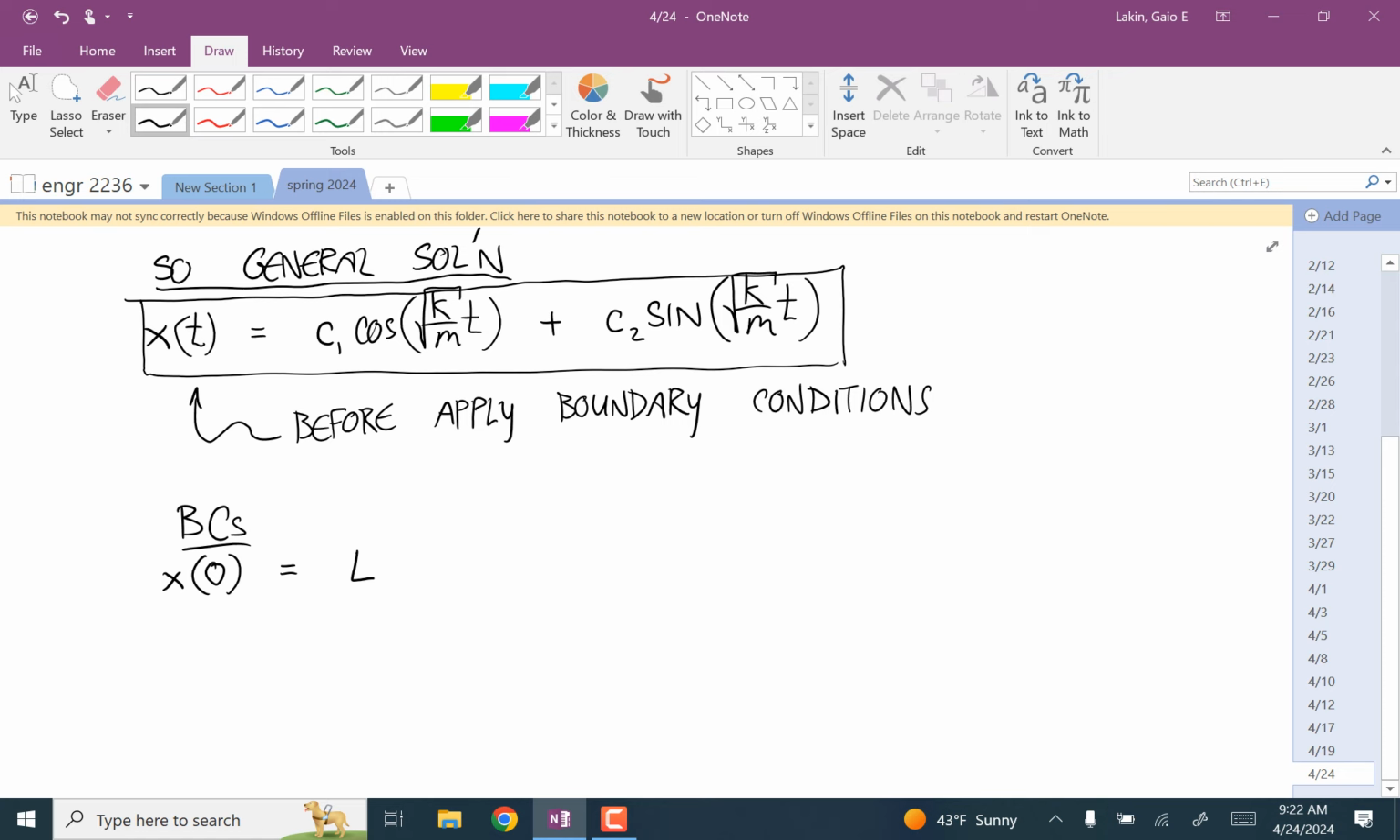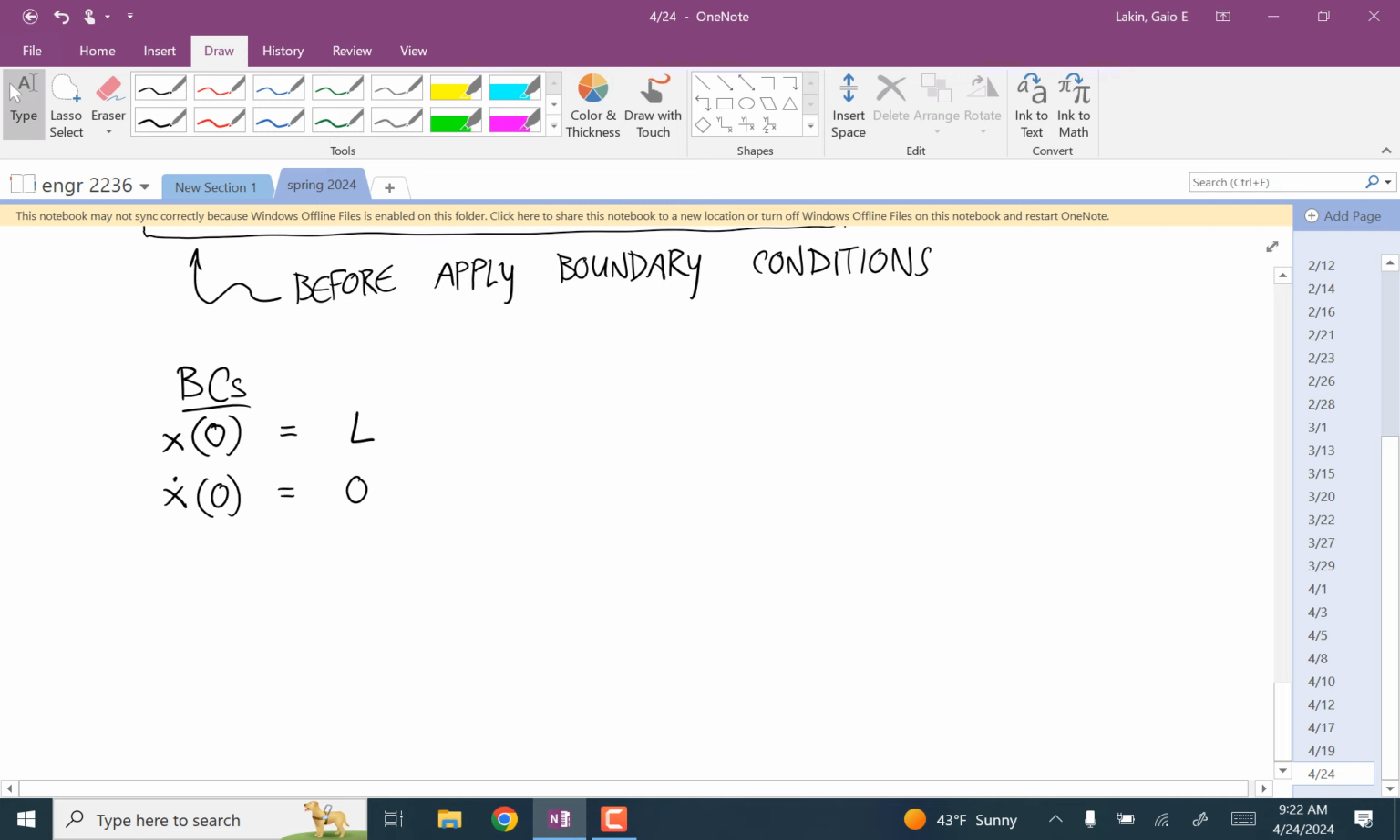and then letting it go from rest. And if we're letting it go from rest, we also know that x dot at time equals 0 is equal to 0. Okay, so I'm going to start with this one. x dot at time equals 0 is equal to 0.